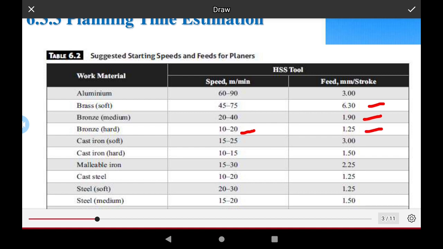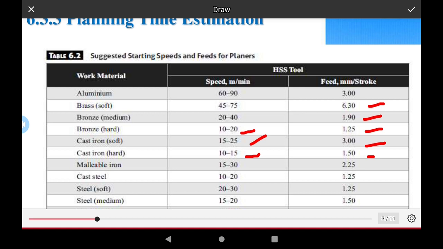The feed rate for hard bronze is 1.25 mm per stroke. Soft cast iron is a very hard and brittle material, with a cutting speed of 15 to 25 meters per minute and a feed rate of 3 mm per stroke. For hard cast iron, the cutting speed is 10 to 15 meters per minute and the feed is 1.15 mm per stroke.